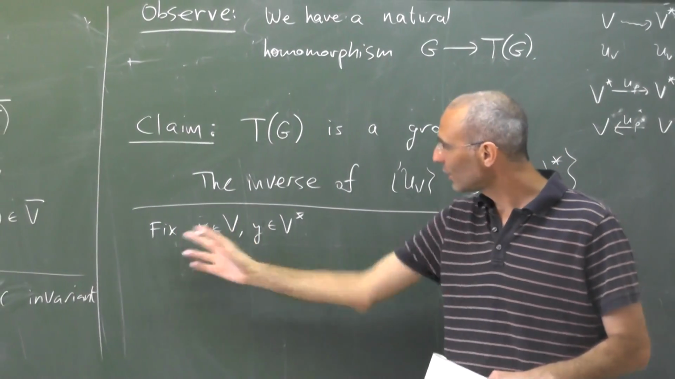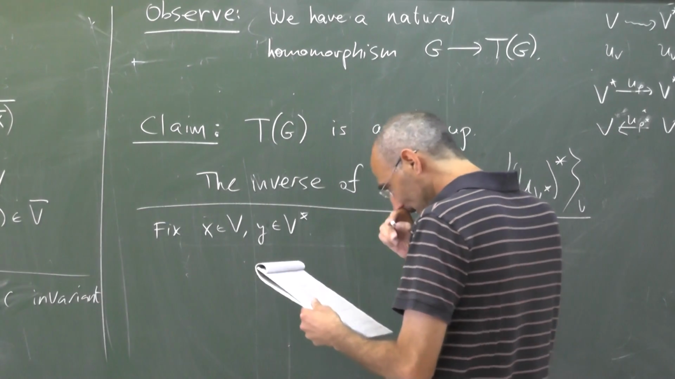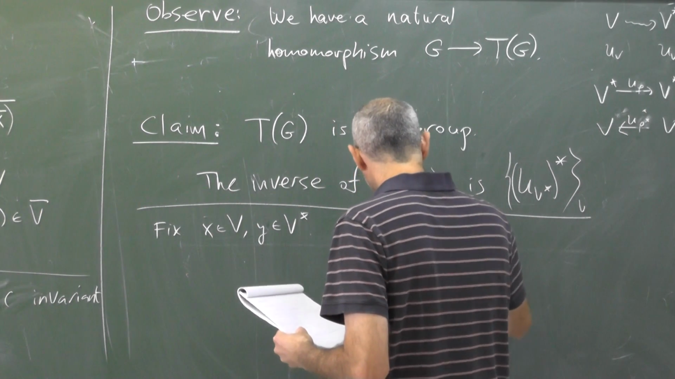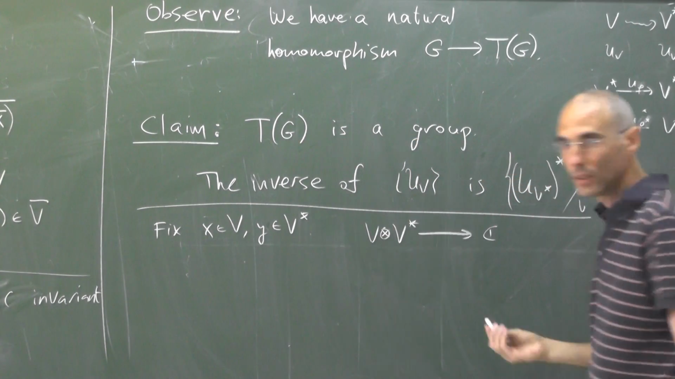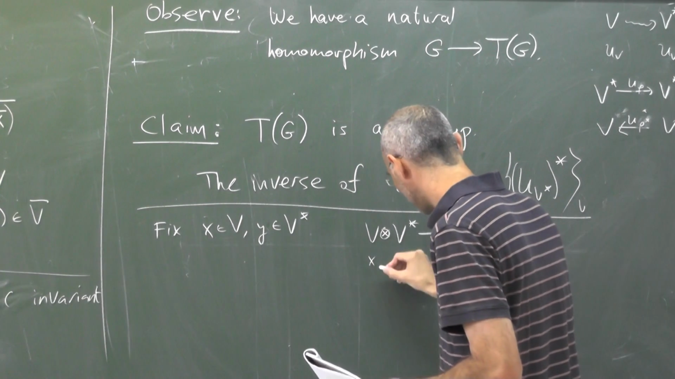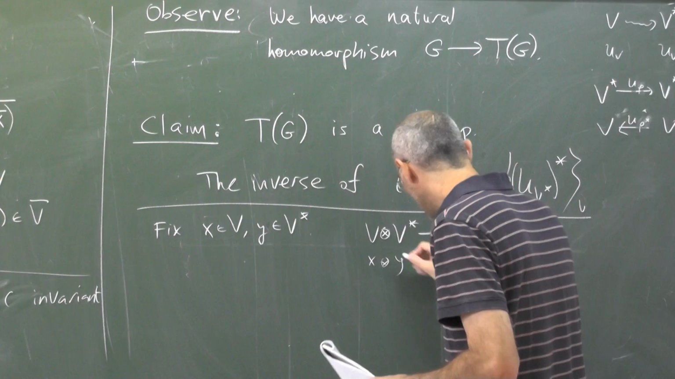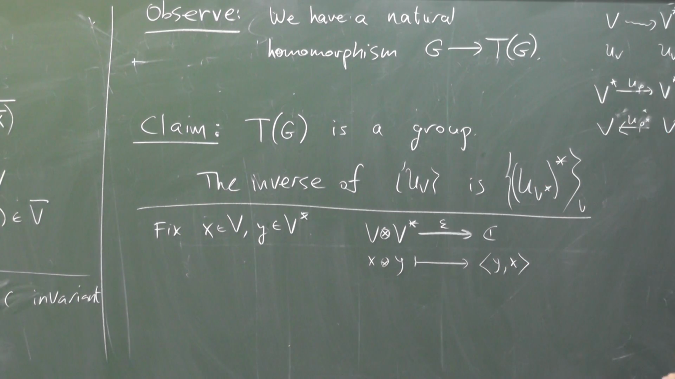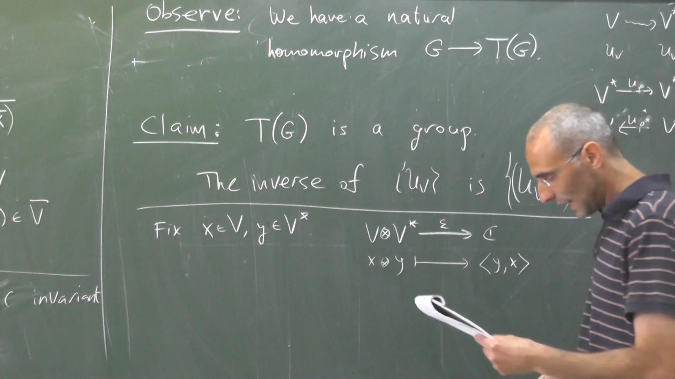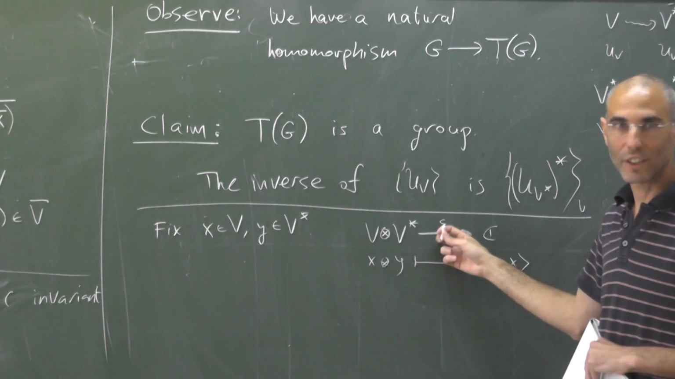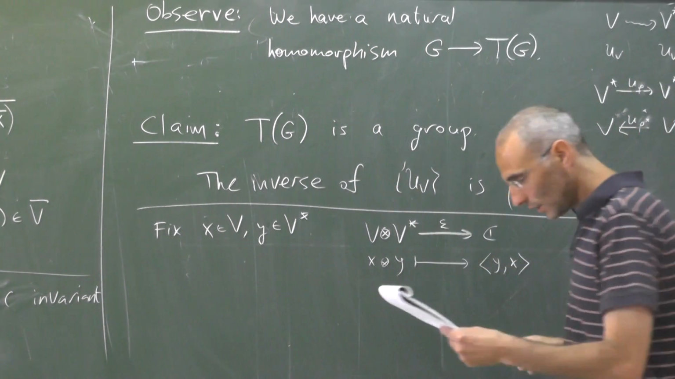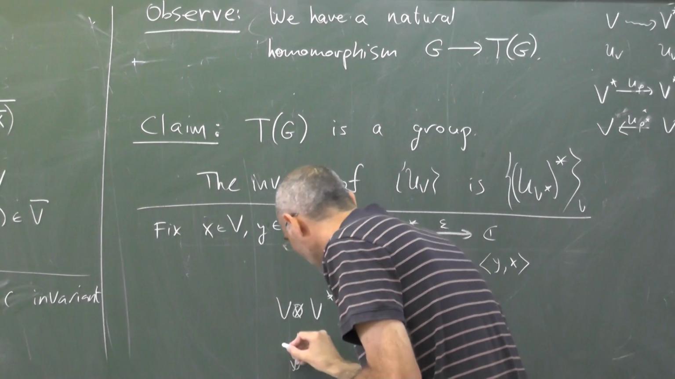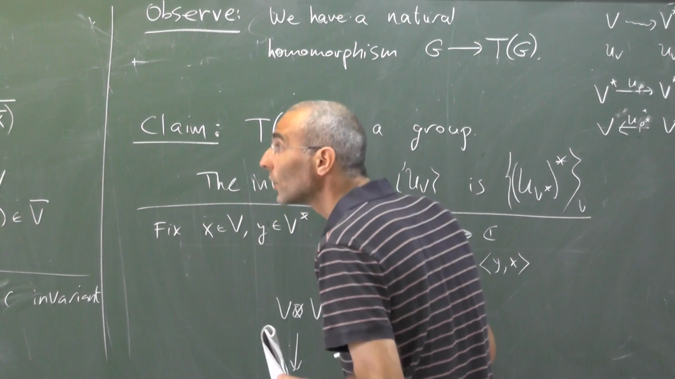Oh, but this is fun. So let's fix these two elements: x in V and y in V star, and let's observe the following. We have the natural map V tensor V star to C, which sends x tensor y to y applied to x. And now, of course, we'll apply whatever I have there to this map. So take V tensor V star and the map epsilon.